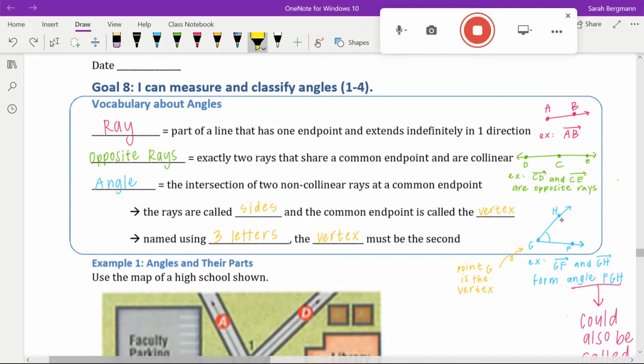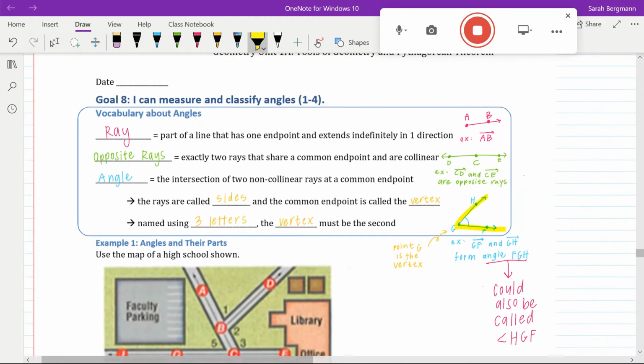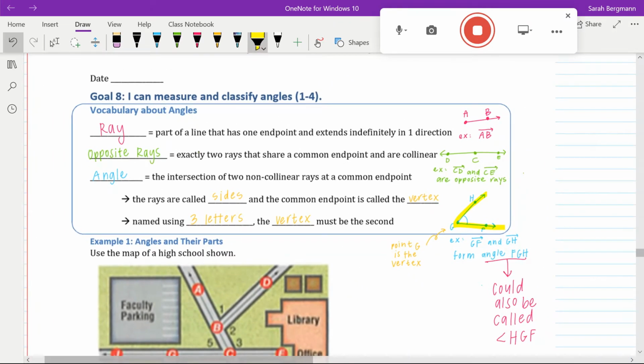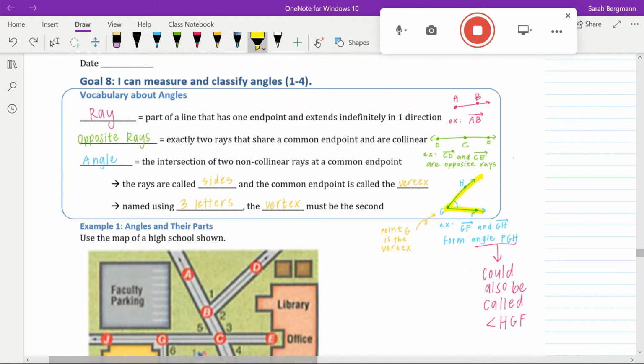You can name this angle using three letters. The vertex has to be the second letter. So this could be named angle HGF, or it could be named angle FGH. In addition, since this is the only angle around and no other angle has the vertex G in this figure, we could also call this just angle G.